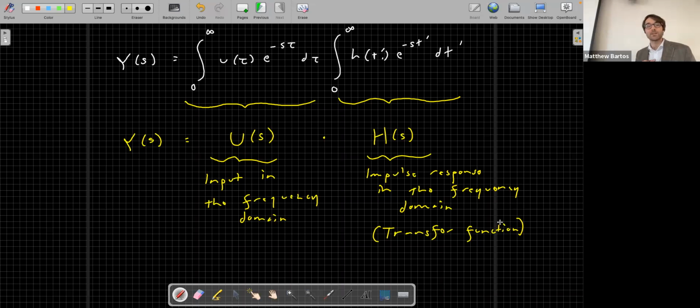Which means that if we want to compute the particular solution, if we want to compute the response of the system to some arbitrary input, all we need to do is find the impulse response, convert that to the frequency domain, convert the input to the frequency domain, and then multiply them together. Okay. And then we have to take that solution and put it back in the time domain. But altogether, that is usually much easier than performing that complicated convolution integral. Okay.